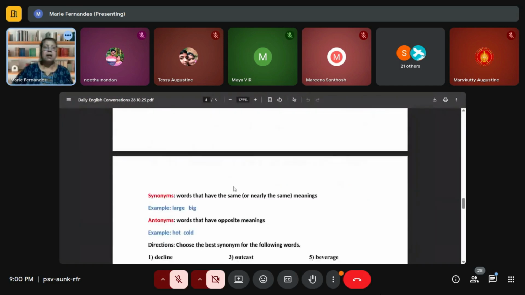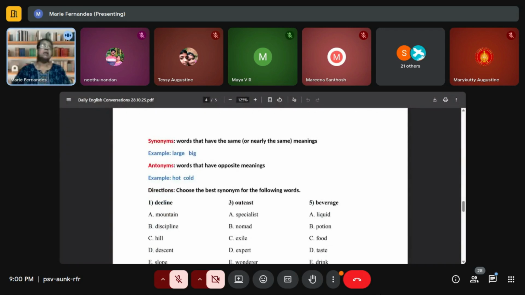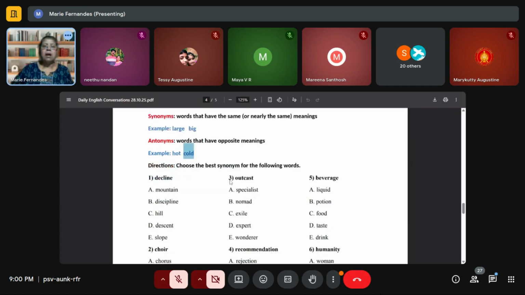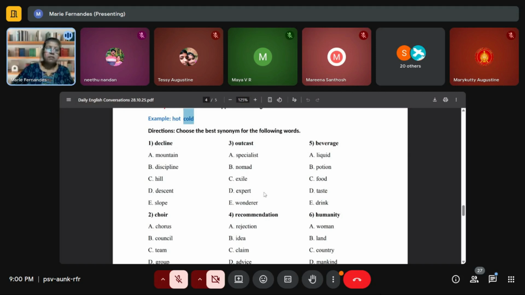Now, another way for you to make your speaking and your spoken English better is to use synonyms and antonyms. Now, what is a synonym? Words that have the same meaning or nearly the same meaning, closest in meaning to that particular word. Antonym is just the opposite. So if I say, give me a synonym for large, you can say big. Give me an antonym, an opposite of hot, you will say cold. All right. Now, I'd like you to do this, and tomorrow again we will discuss it.